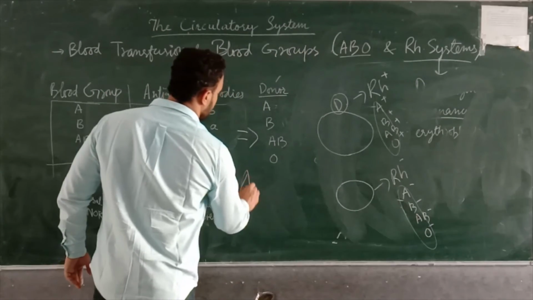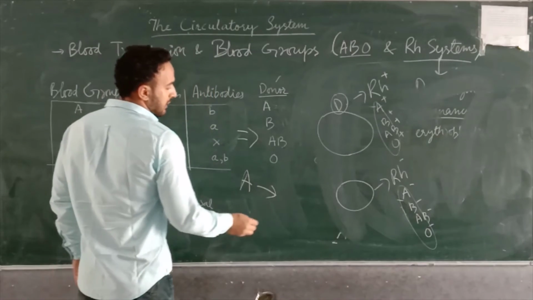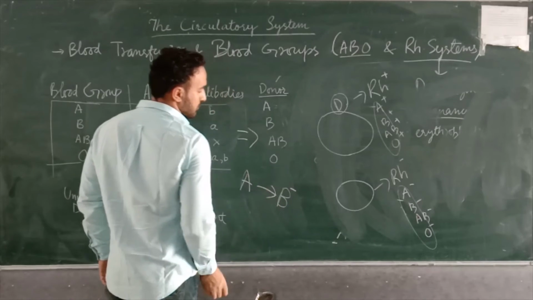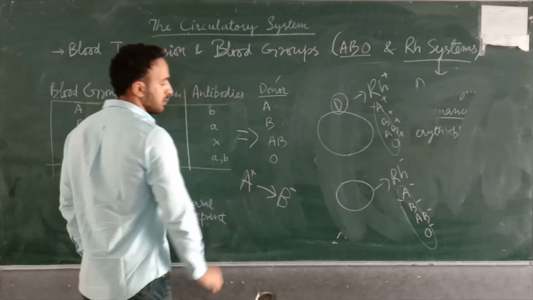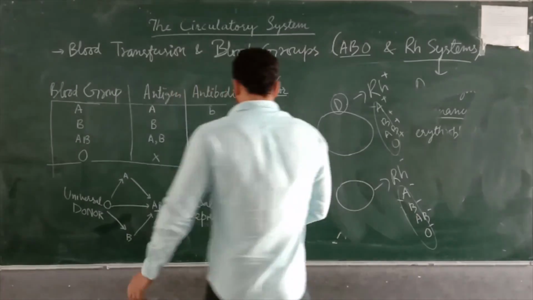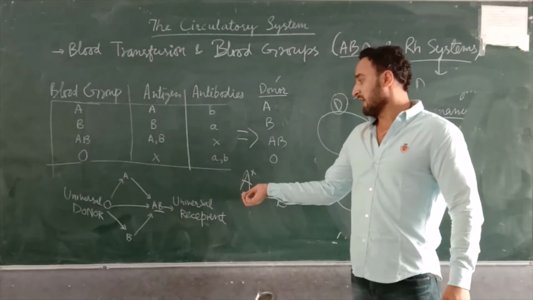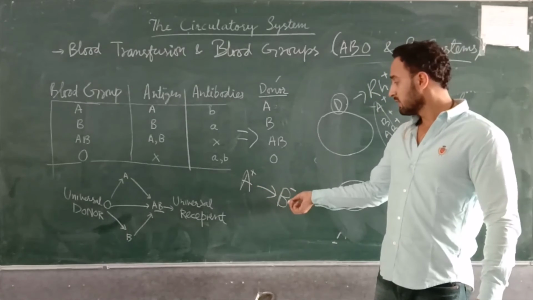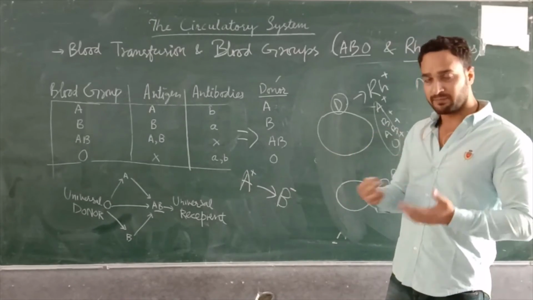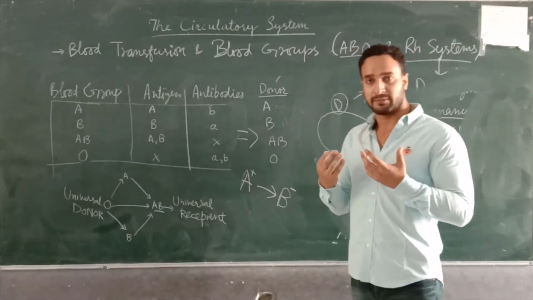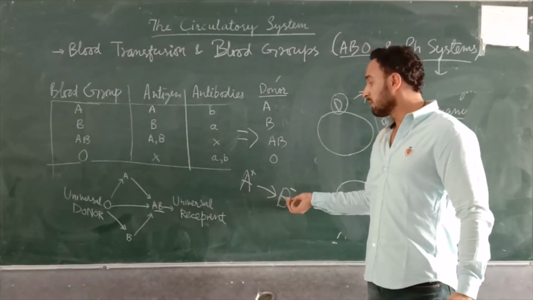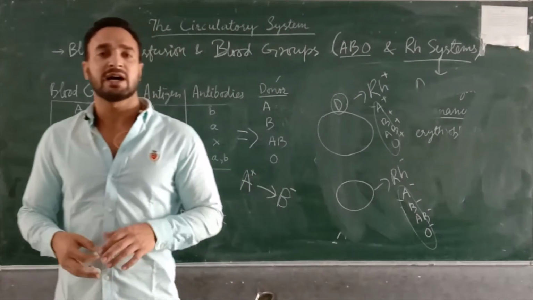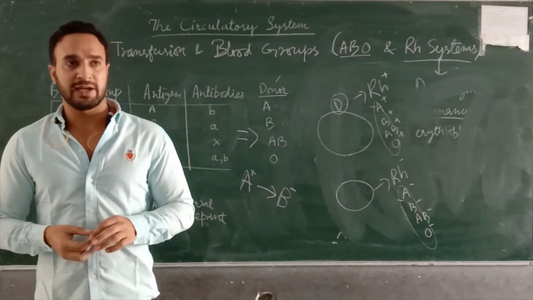Suppose we have person A, and we have person B. This person B is Rh negative. This person A is Rh positive, right? So if this Rh positive blood is being given to the Rh negative person, this Rh negative person, after receiving that Rh positive factor through the blood transfusion, will develop antibodies against this Rh factor. Understand?